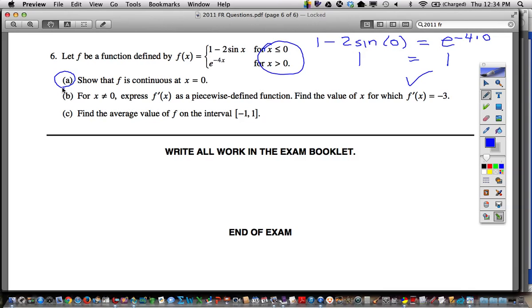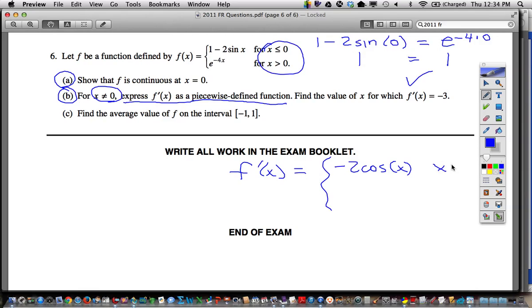We've done that. Now, B's a little trickier. Write f prime as a piecewise function. Now they said for x not equal to 0, so we don't have to include the 0. Well, so that's just do the derivative. What's the derivative of 1 minus 2 sine x? Negative 2 cosine x. And then I would put out here x less than 0. You wouldn't have to include it because they said x won't equal 0. And then the derivative of this one: negative 4 e to the negative 4x. And that's when x is less than 0.